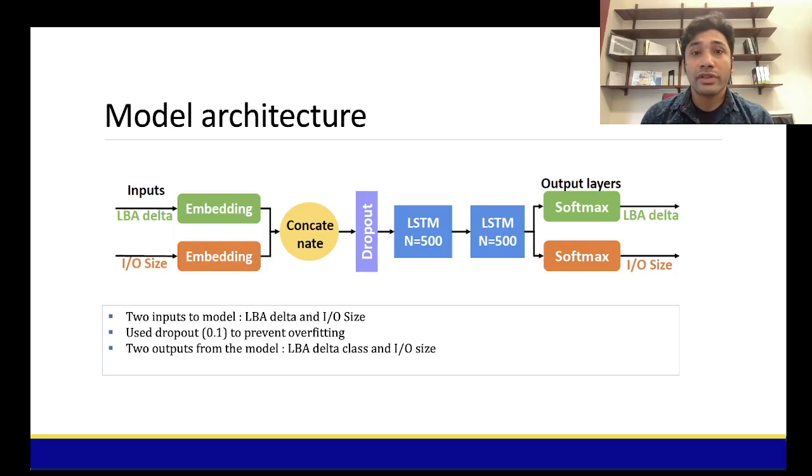In this slide, we introduce our neural network-based model architecture. We design our proposed model to predict both IO size and LBA at the same time. The model has two separate input layers, one for IO size and one for LBA deltas, where each input layer is an embedding layer consisting of 500 neurons. The model has two hidden LSTM layers, where each one has 500 hidden neurons. The outputs of the two embedding layers were first concatenated and then fed to the shared LSTM layers. The final output layer is split into two branches, where each branch is a dense layer consisting of softmax nodes.